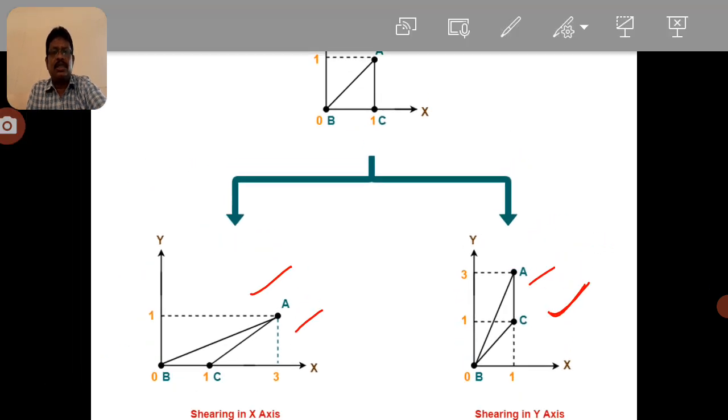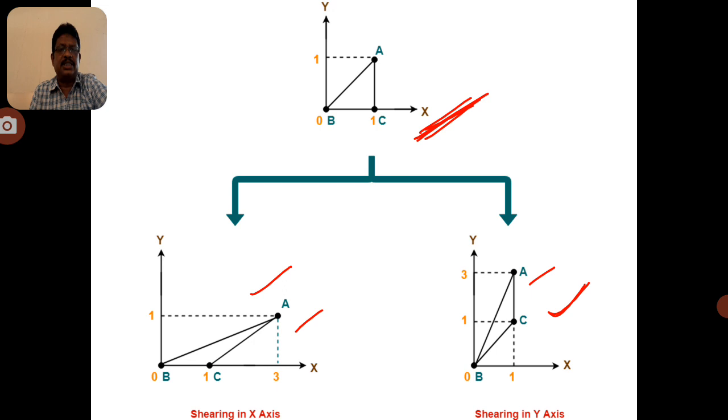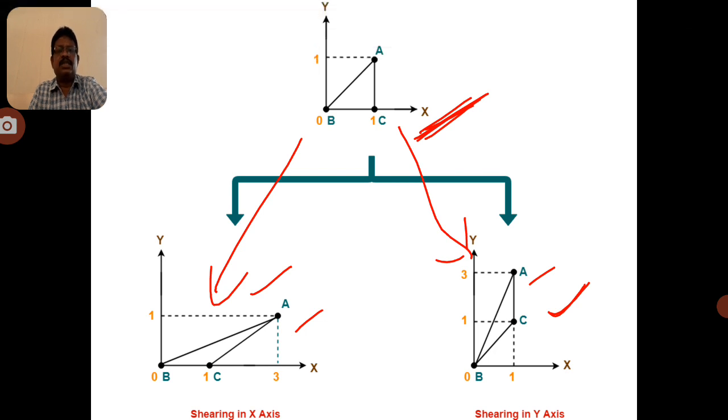On top of this one is the standard object, with the given initial coordinates of the object like this. When we apply shearing on the x axis, the object is derived like this. This one is different and this one is different. That's why shearing is nothing but a technique which can change the shape of the object.